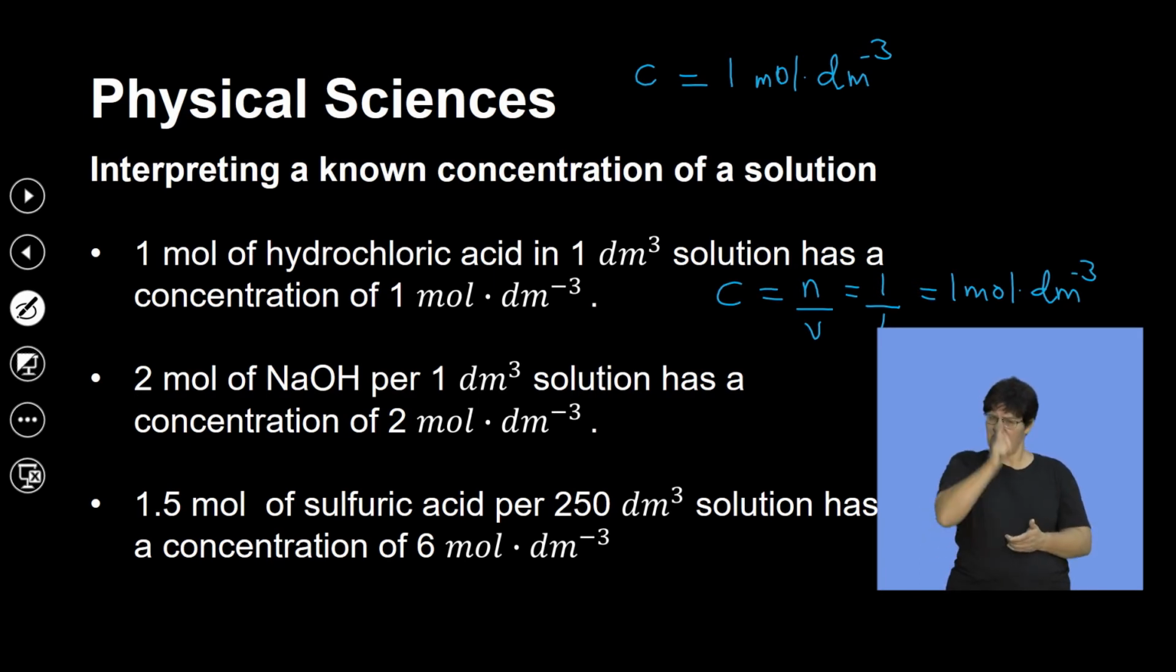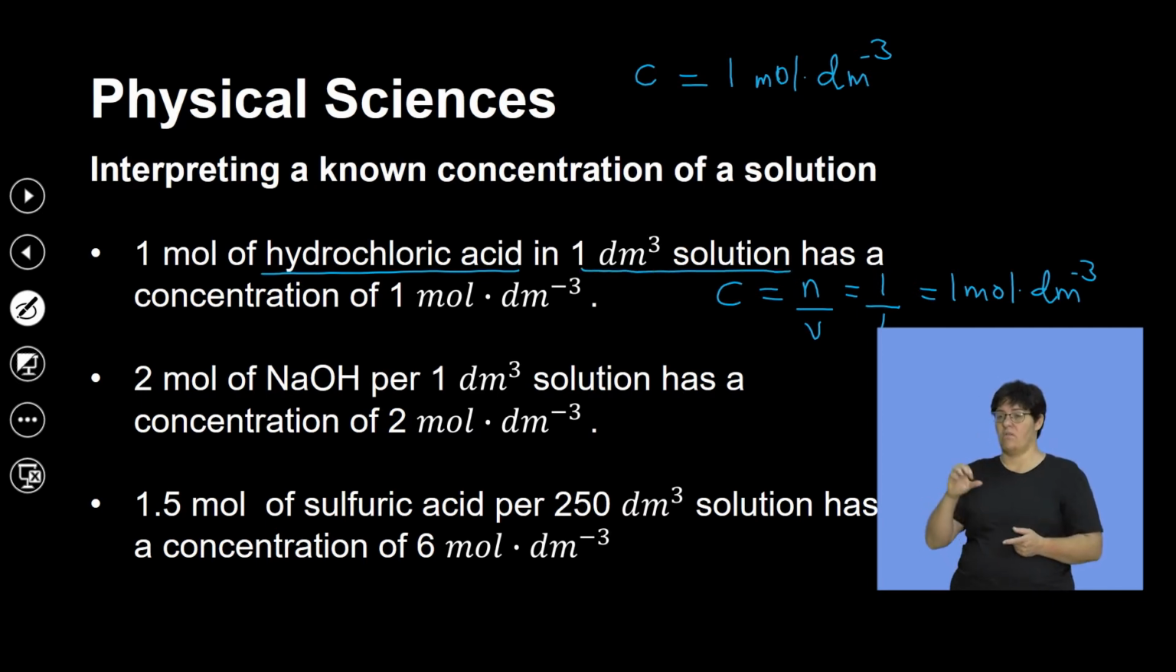It tells us that there is 1 mole of the solute per unit volume of solution, okay? This is the unit volume of solution, which is 1 cubic decimeter. Now, on the other hand, if we have double the concentration, we are saying 2 moles per cubic decimeter.